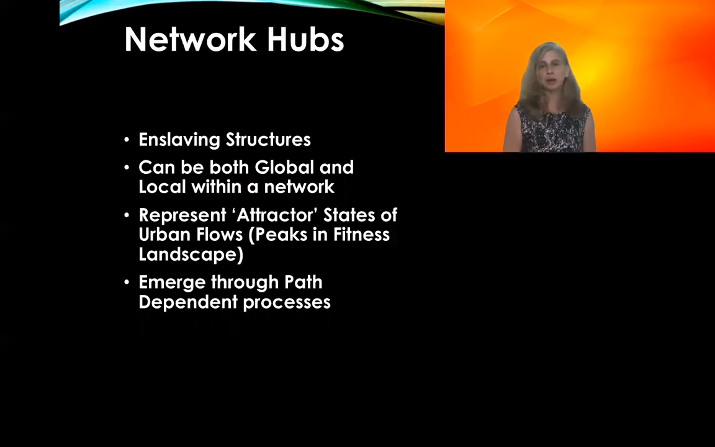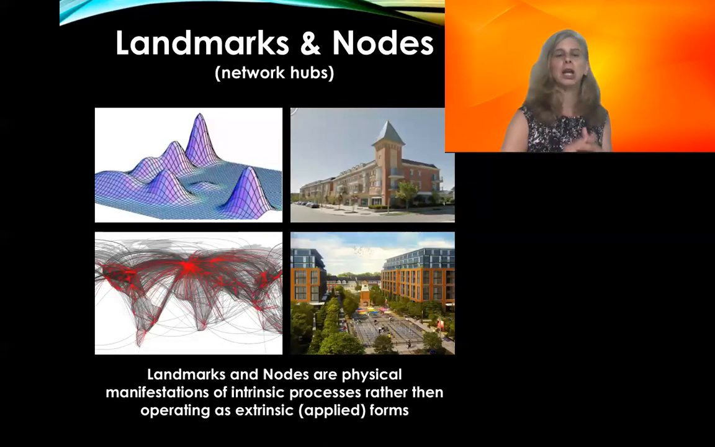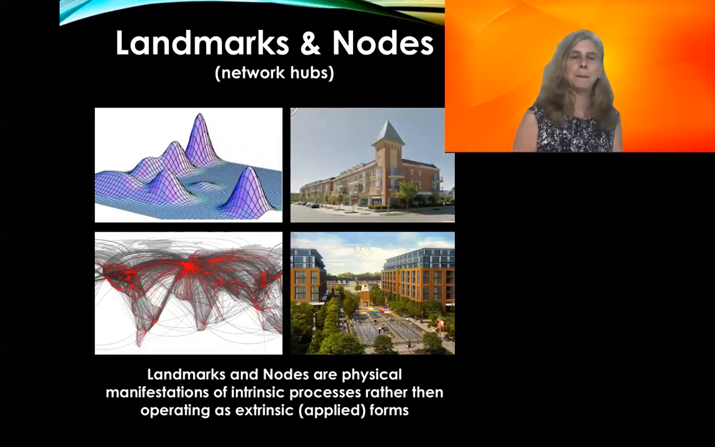Okay, network hubs. So these are kind of enslaving structures that hold things together. They can be both global and local within a network, and they represent attractor states of urban flows, peaks in the fitness landscape that emerge through path-dependent processes. So when you begin to have different kinds of networks that converge, you get these nodes, that kind of idea of the rich get richer, and there can be a global node for the whole network, or there can be more local nodes distributed throughout. So what does this mean? Okay, so landmarks and nodes are network hubs.